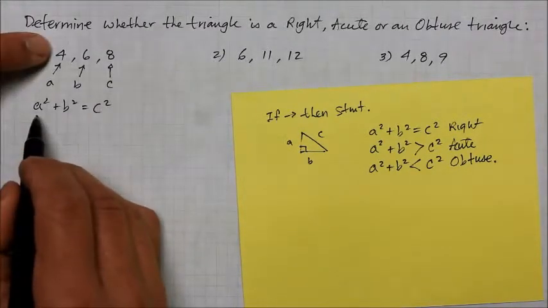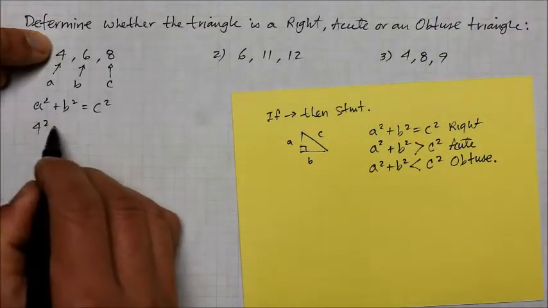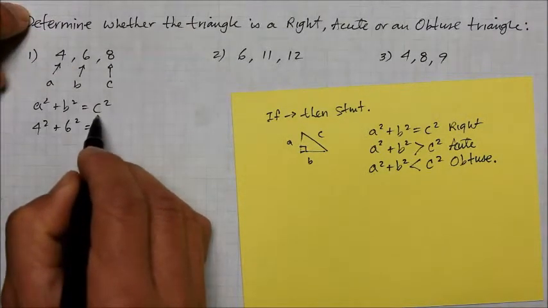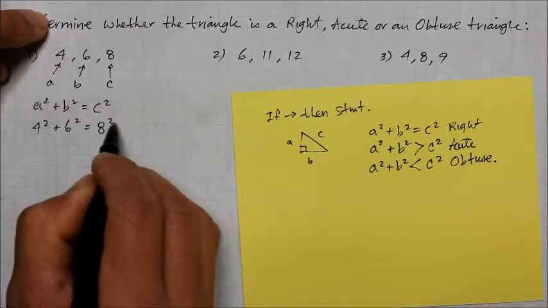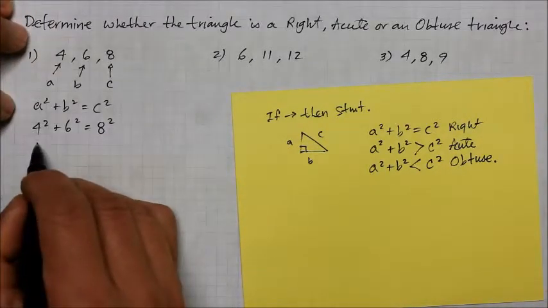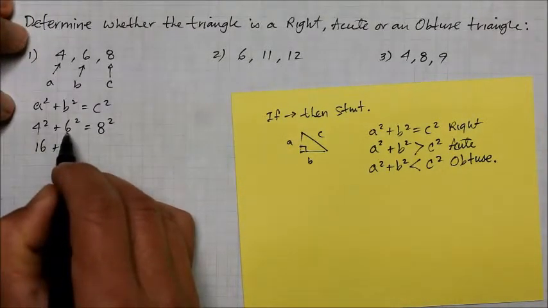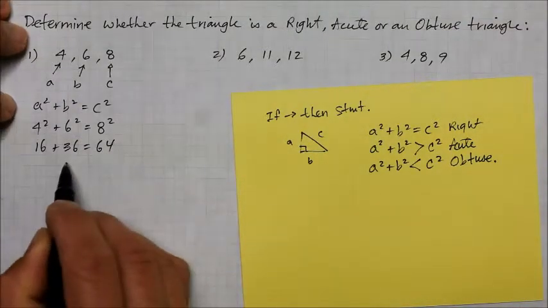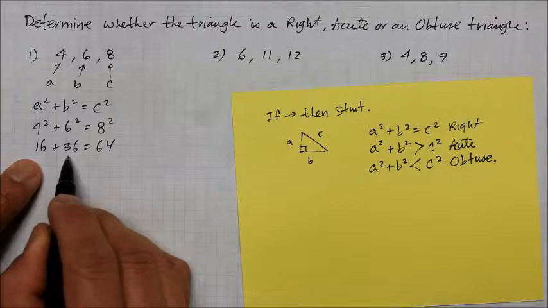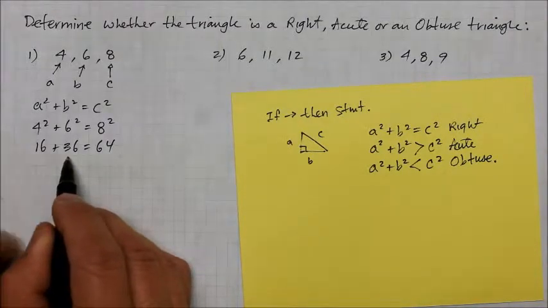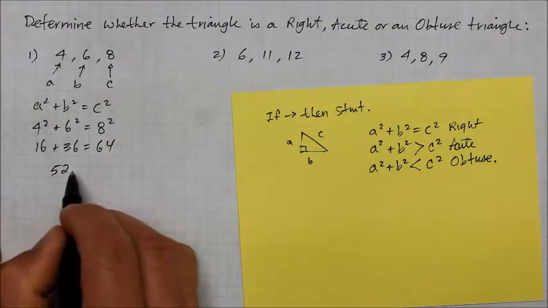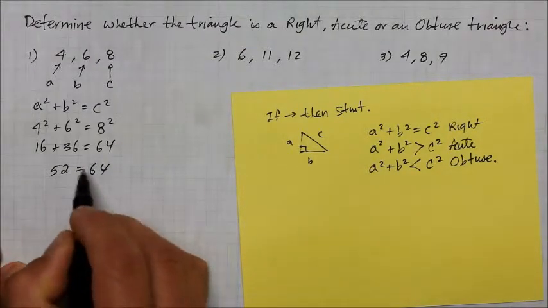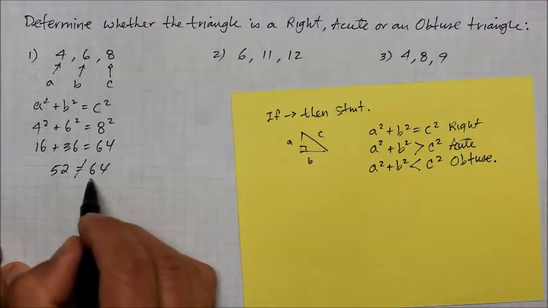A was given to you as 4, so that's 4 squared. B is 6, so that's 6 squared. And C is 8, so that's 8 squared. Evaluate: we get 16. 6 and 6 multiply becomes 36. 8 and 8 is 64. Add these two numbers, a squared and b squared, and they become 52. So does 52 in fact equal 64? No, it does not. So it's not a right triangle.